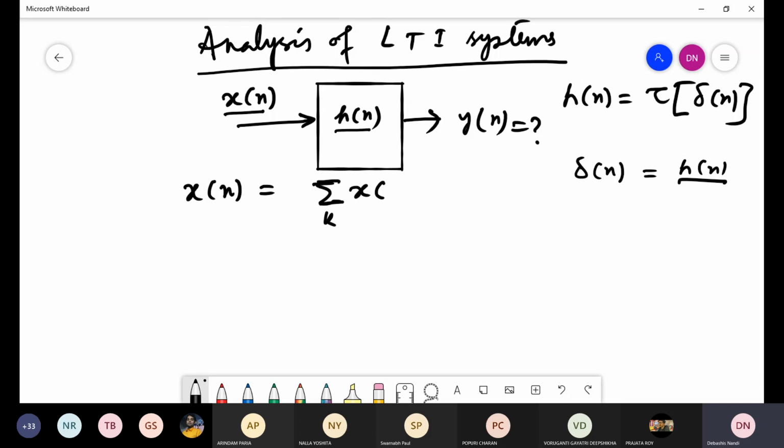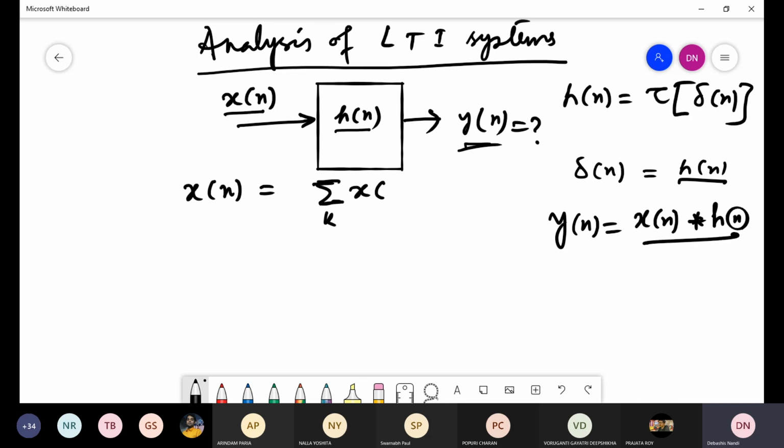For a particular system, h n is supplied to you, and I will give you some arbitrary function x n. Then if I ask you what the y n should be, you have to find out the relationship between h n, y n and x n. I will prove that y n is equal to x n convolved with h n.